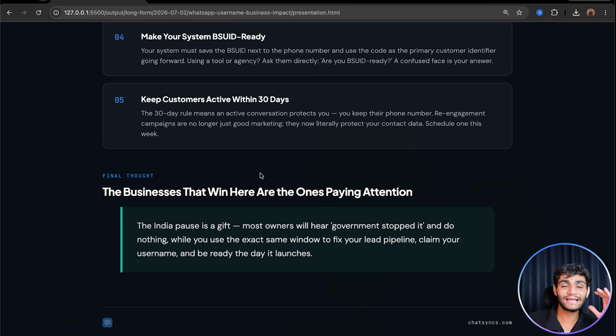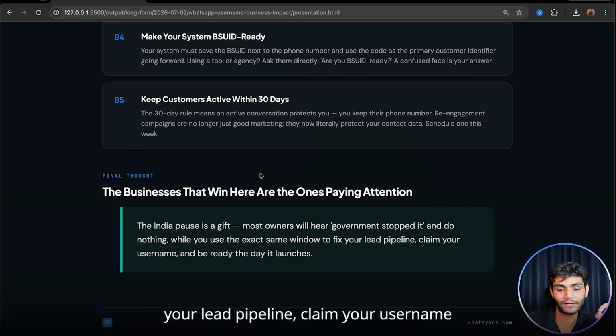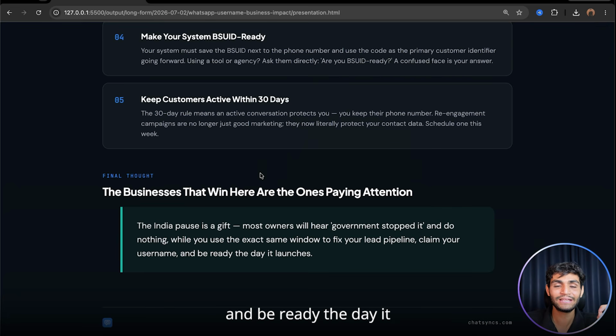Now, since India has paused this particular rollout, it's a gift for most of us, because most owners will hear that the government stopped it and do nothing, while you use the same exact window to fix your lead pipeline, claim your username, and be ready the day it is launched.